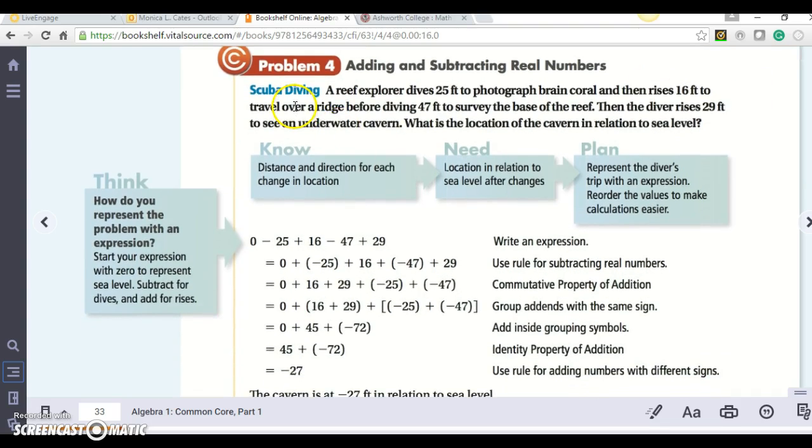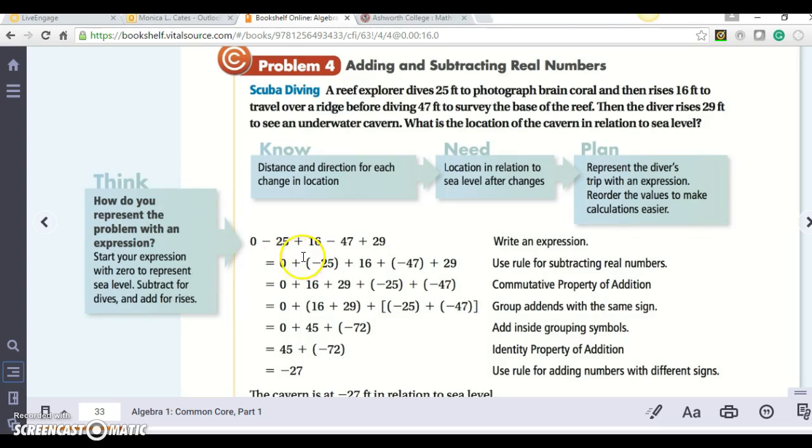So, scuba diving. A reef explorer dives 25 feet to photograph brain coral, and then rises 16 feet to travel over a ridge before diving 47 feet to survey the base of the reef. Then the diver rises 29 feet to see an underwater cavern. What is the location of the cavern in relation to the sea?